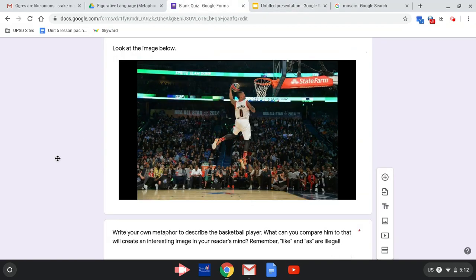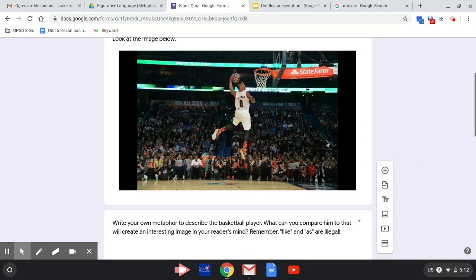So we are going to practice just a little bit more with writing metaphors here. So let's take a look at this image of Damian Lillard dunking. And I had to use this image, right? Because, well, Dame is one of my favorite players and I'm missing basketball right now. We would typically be rolling into playoff season here. But let's look at this image and think about what we can compare Damian Lillard to in order to create a more vivid description of this image.